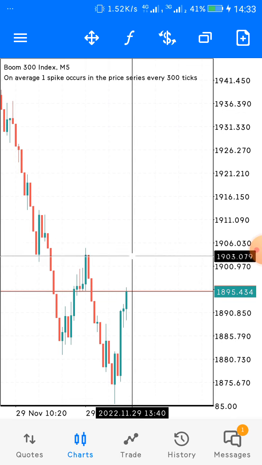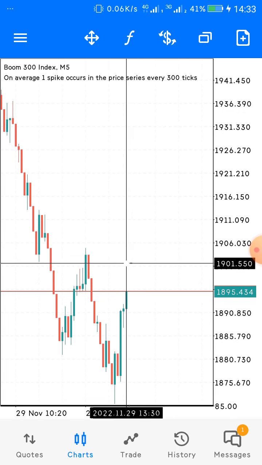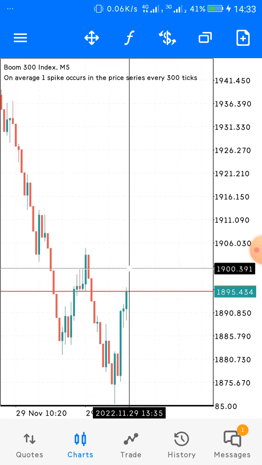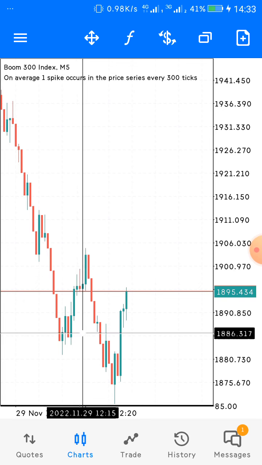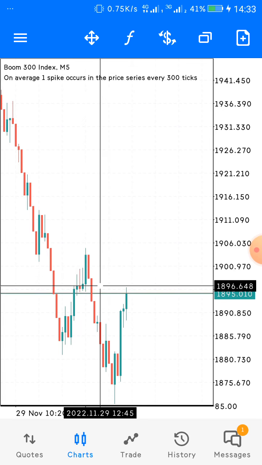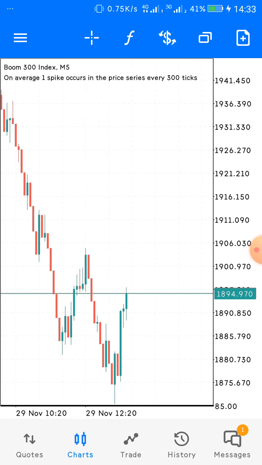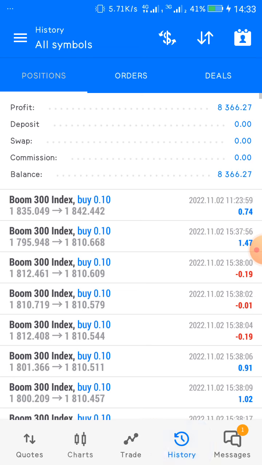And then when it gives me an indication that there will be no more spikes again, I close that last open position. That's the way I trade, and that is exactly how I have been able to achieve this amount of profits within a month, just trading with the minimum lot size.